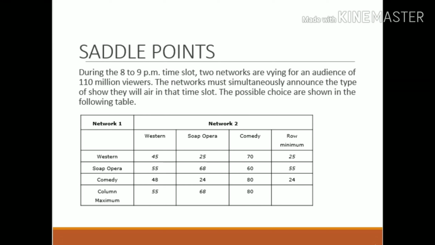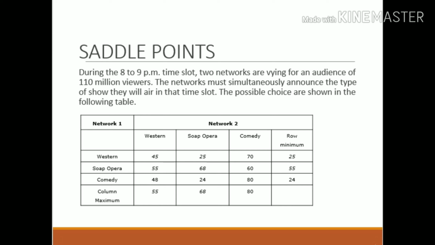The example of a constant sum game of two players can be seen from saddle points. An example of the question: during the 8 to 9 p.m. time slot, two networks are vying for an audience of 110 million viewers. The networks must simultaneously announce the type of show they will air in that time slot. The possible choices are shown in the following table.